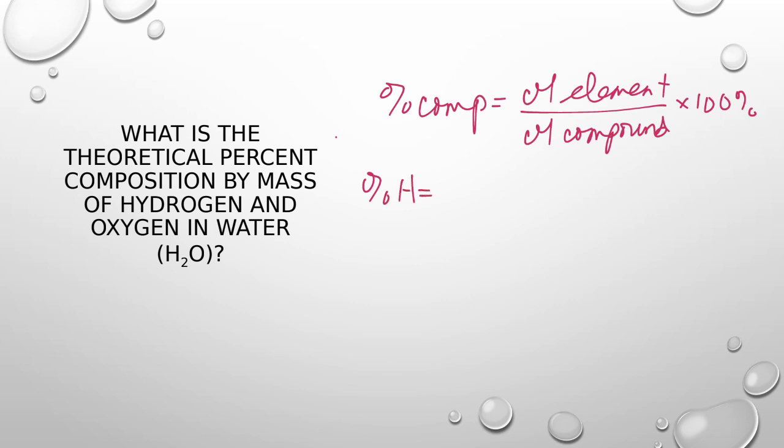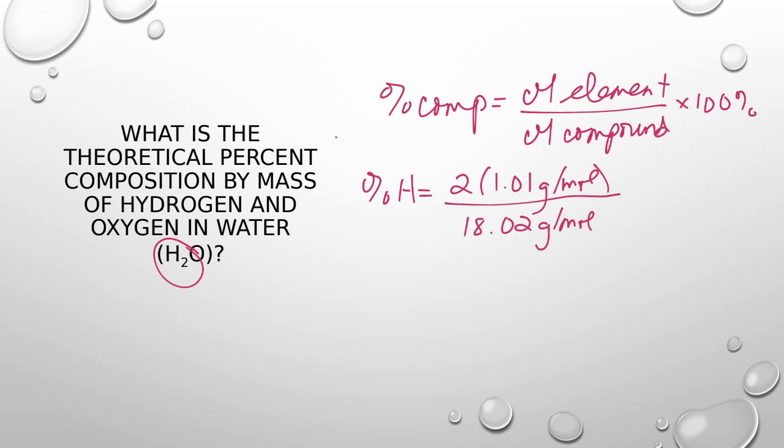So hydrogen's molar mass is 1.01, but there's 2 hydrogens. We have to account for that. So we're going to write 2 times 1.01 grams per mole. And then we're going to divide by the molar mass of water, which is 18.02 grams per mole. And again, all of you know how to calculate that at this point. We're going to calculate the value, and we're going to round to significant figures.